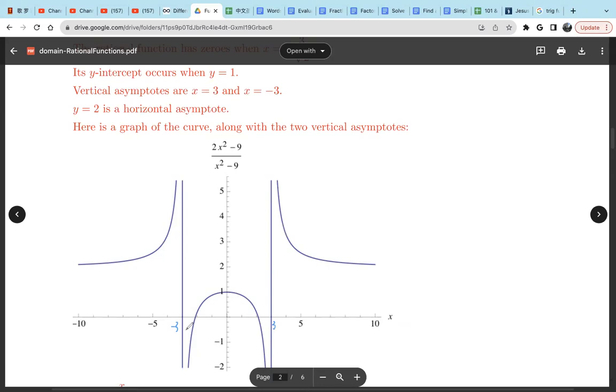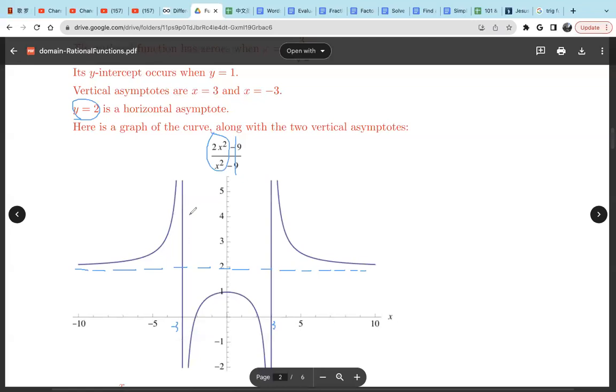What about horizontal asymptotes? Horizontal asymptotes we find from those two. We basically ignore -9, the constant term. So 2x squared divided by x squared, that's 2. So y equals 2 is the horizontal asymptote. So it's somewhere here, but if we write a line across this, so this is the horizontal asymptote.